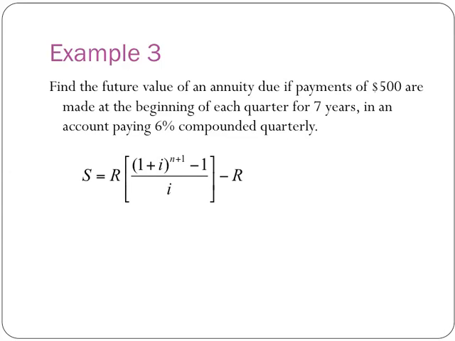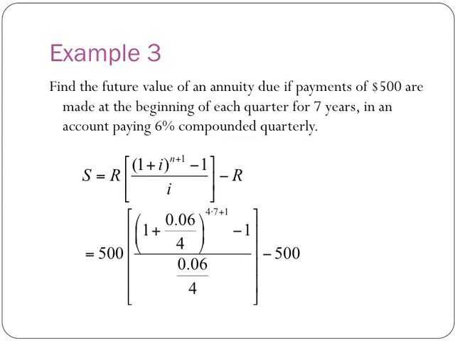Okay, so let's start with the formula. We know the payments that are made are $500. We know the interest is 0.06, but it's compounded quarterly, so we put that over 4. And then the number of compounding periods, well, it's compounded quarterly for 7 years, so 7 times 4, and then you add 1 to that. Again, you can break this down into parts to simplify. You do not have to simplify the entire thing all at once. And this comes out to be about $17,499.35.